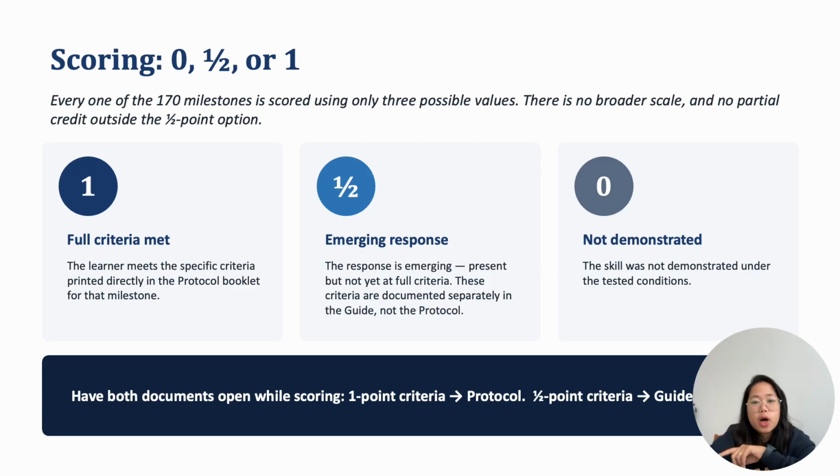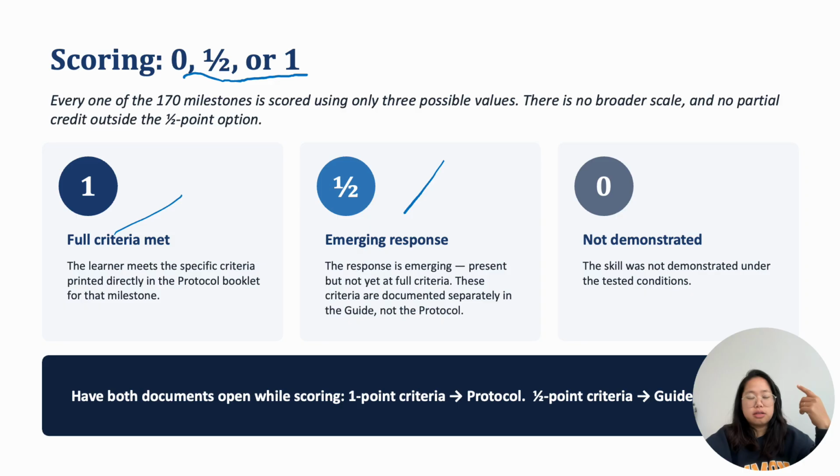So every single one of the 170 milestones gets 0, 0.5, or 1. That's it. No broader scale, no partial credit beyond the half point option. A score of 1 means the learner hits the criteria printed right in the protocol booklet. And a score of 0.5 means the response is emerging.